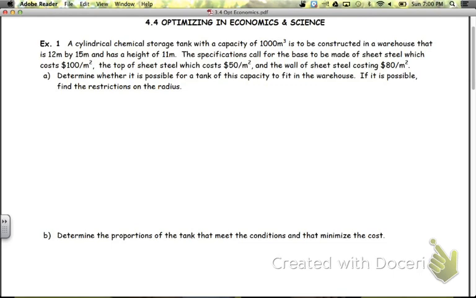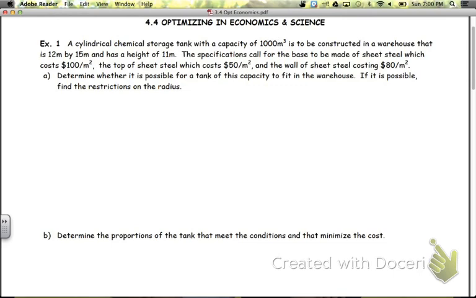In part A, we want to determine whether it is possible for the tank of this capacity to fit in the warehouse. If it is possible, we need to find the restrictions on the radius. So to begin, we're going to give ourselves a visual of this. So let's draw this storage tank. Alright, that's going to be in this warehouse.